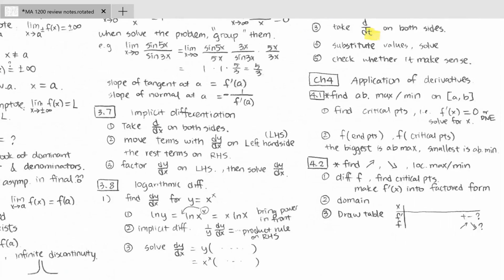So Chapter 4 is about applications of derivatives. In 4.1, we talk about how to find absolute maximum and absolute minimum on a closed interval. How do we do that?